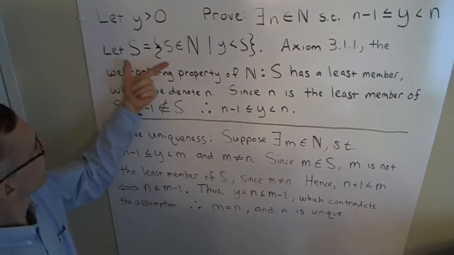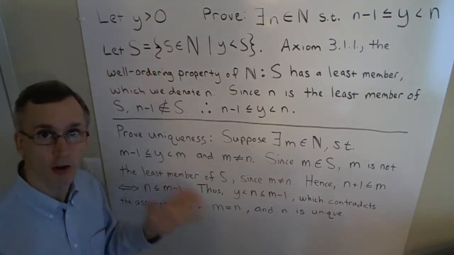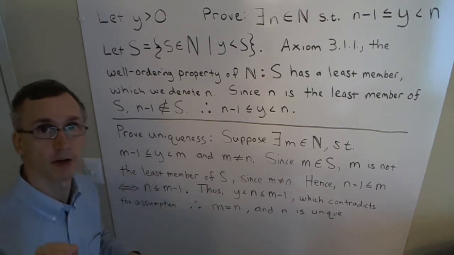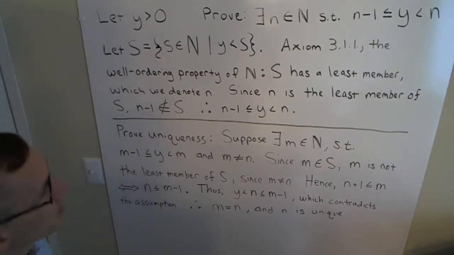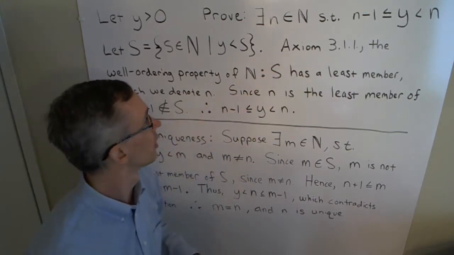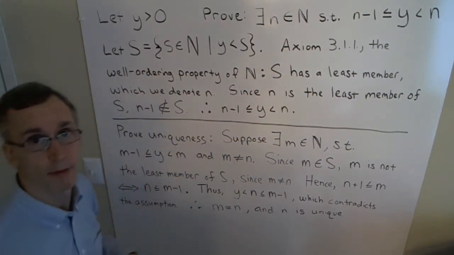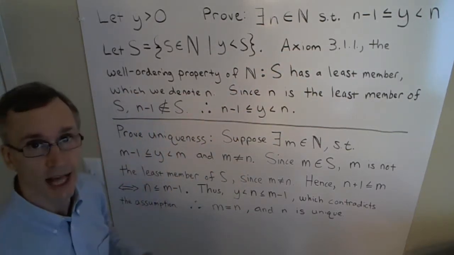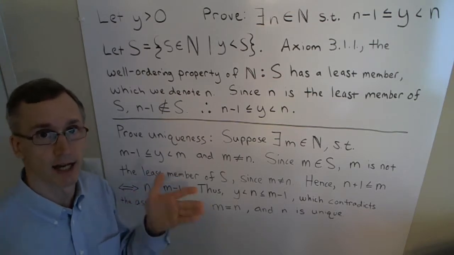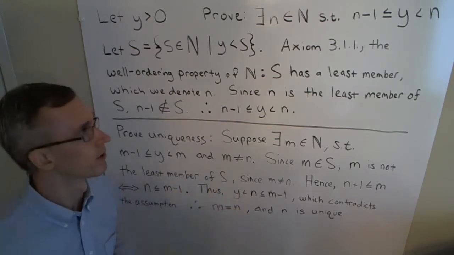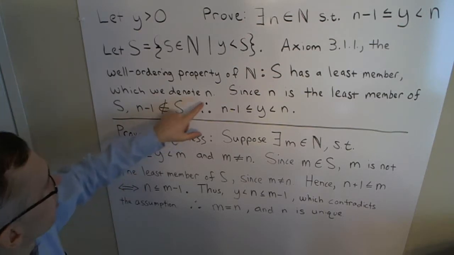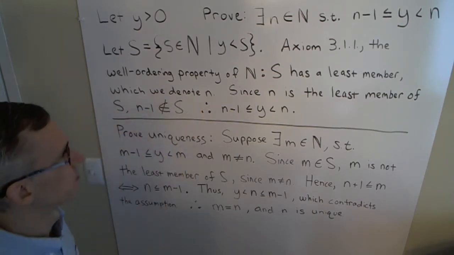We're going to start by defining the set S, which is the set of all natural numbers that are strictly greater than y. Then we refer to axiom 311, which is the well-ordering property of the natural numbers, and that states that any subset of the natural numbers has a least member. In this case, we're going to denote that number n.